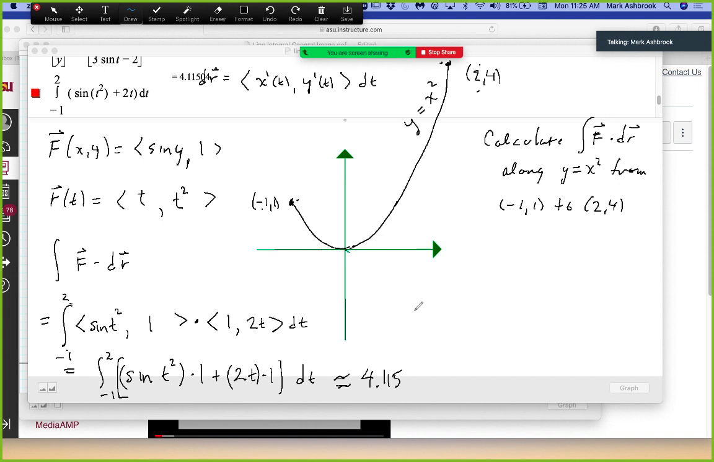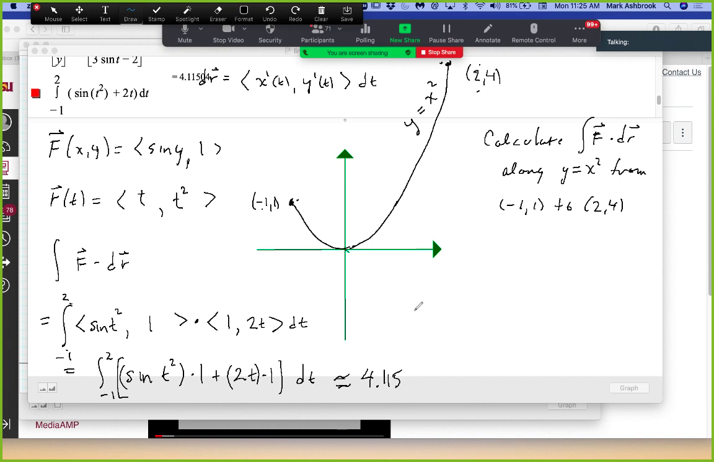Okay, what time are we out of here? Class ends at 11:35? Yeah, 11:35. Okay, so we've got 10 more minutes. Any questions on this example? Okay, let's do another example.